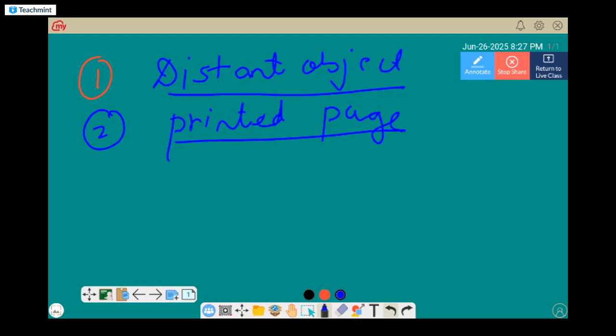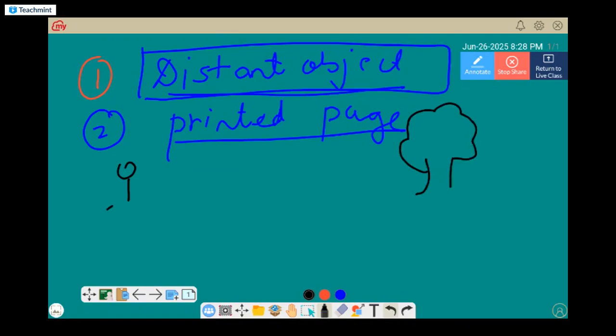So the very first situation is a distant object. Let's say we have a tree and there is a person viewing it, and he's been given a convex lens. How does he know that this is a convex lens? What is the outcome if he's viewing a distant object? For the case of a convex lens, you just have to tell whether the image is upright or inverted.